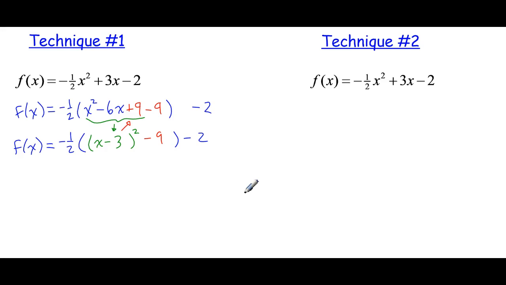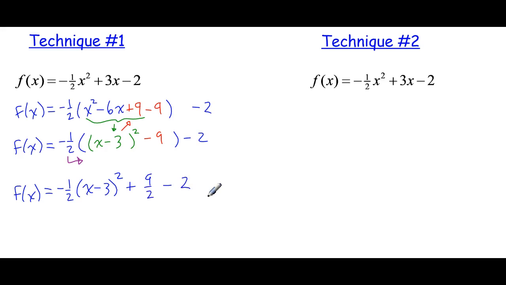left over. And then to finish this up, we've got to take that negative 1/2 and distribute it back in. So we end up with f of x equals negative 1/2 times the x minus 3 squared. Negative 1/2 times negative 9 makes positive 9/2.